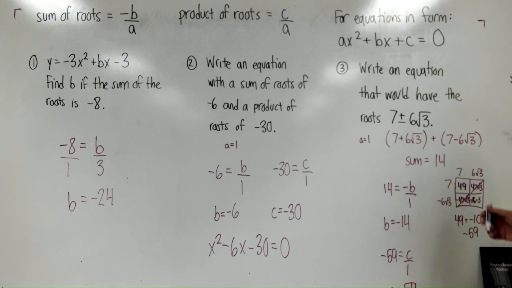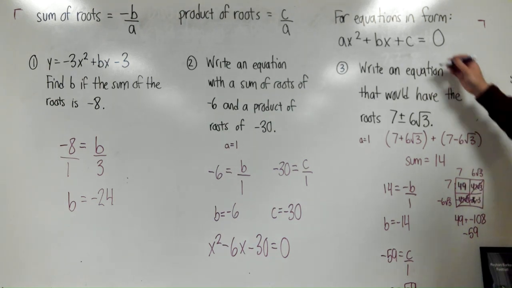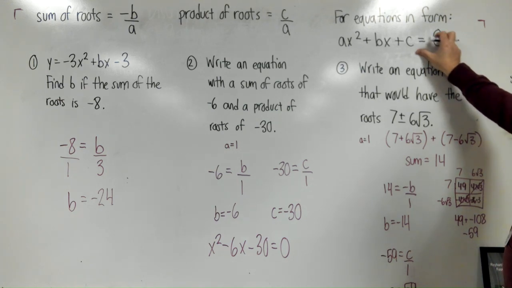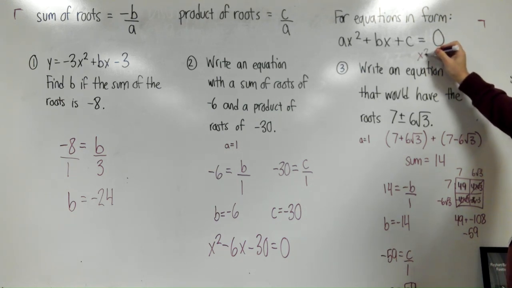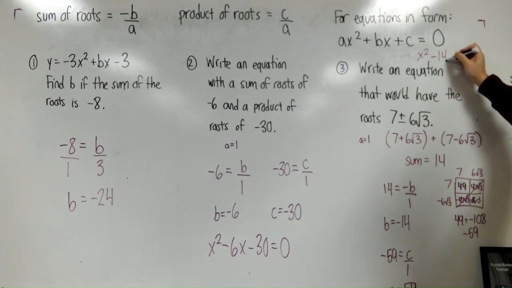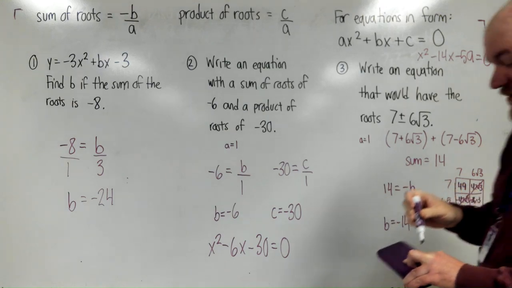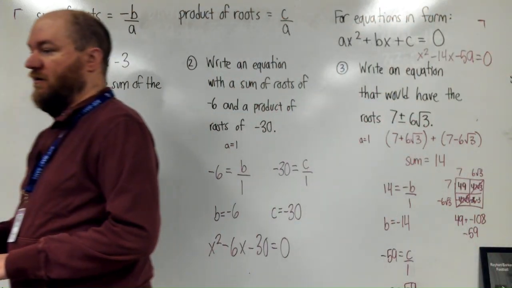So going back to the original question, they said write an equation. Our equation is ax squared, a is 1, so x squared minus 14x minus 59 equals 0. All right, so that's how you do that question.